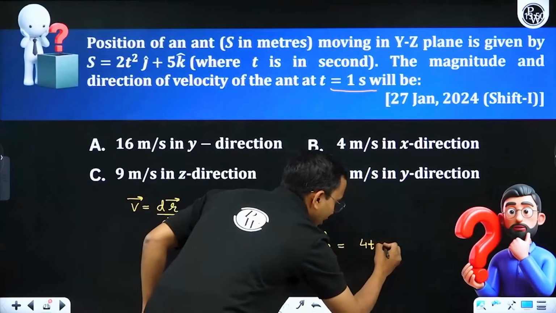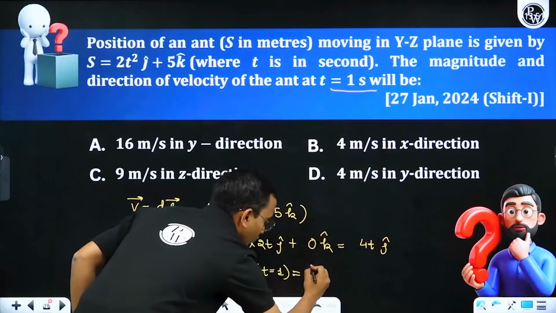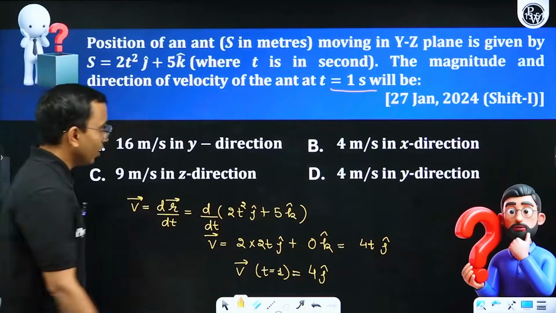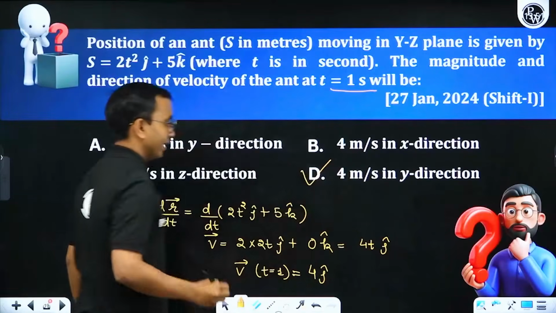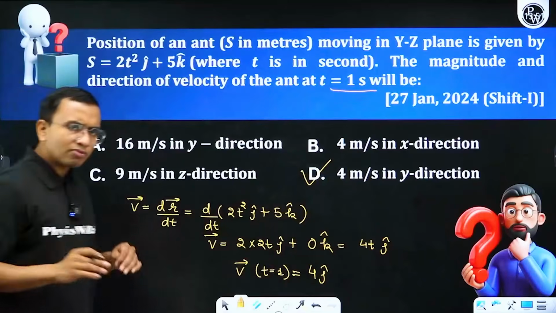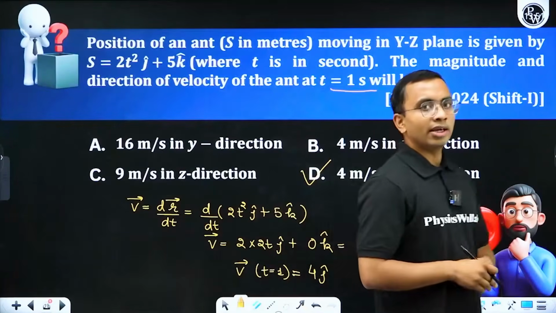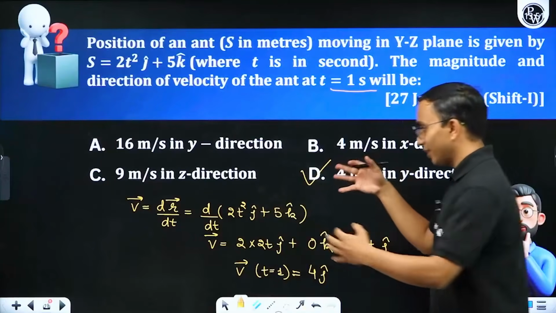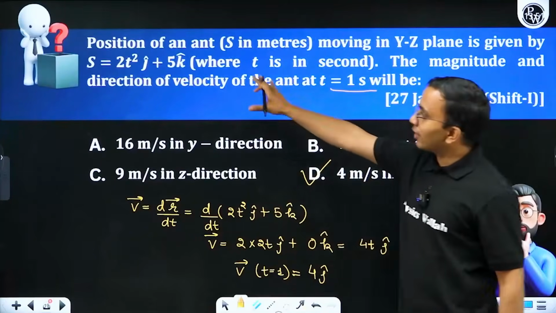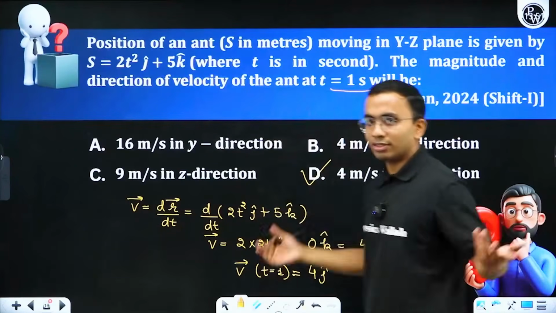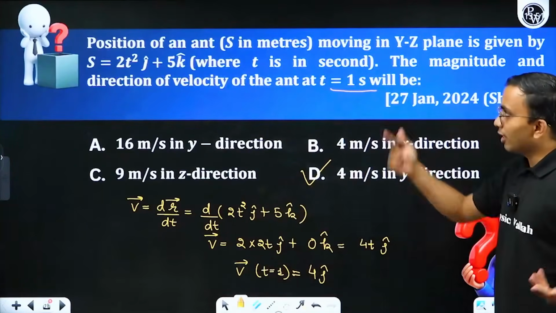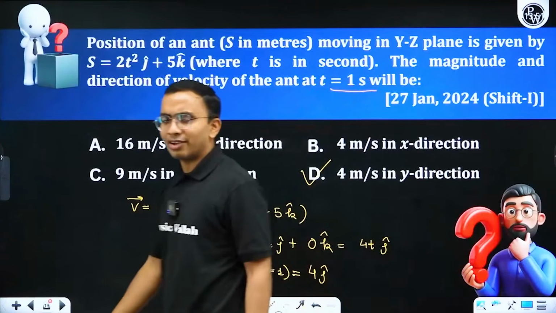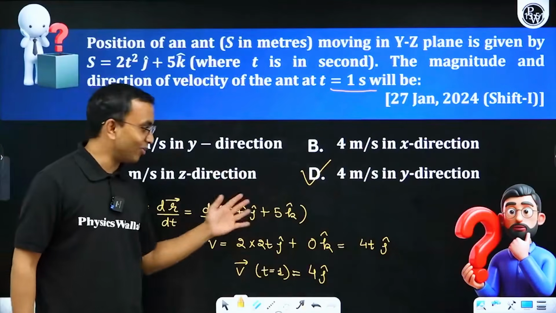This was 4t j cap. So this is 4 j cap, and j cap we know is along the y axis. So I'll say 4 meter per second in the y direction. These types of questions are asked. In the January attempt of 2024, this question was asked. Although this question is very simple, I'm writing everything to show you. Otherwise, if I see this expression, I'll directly say the differentiation is 4t, so at t equals 1 that will become 4 j cap, directly 4 meter per second. You need not solve these questions writing everything out. I'm just showing you how to write.